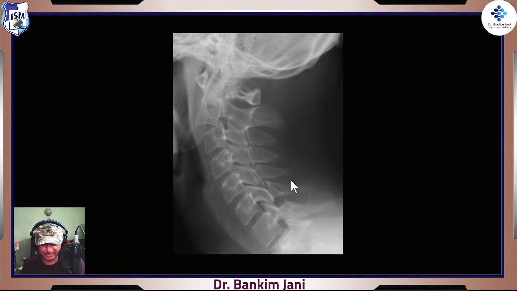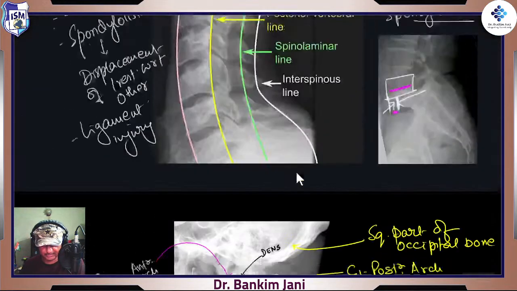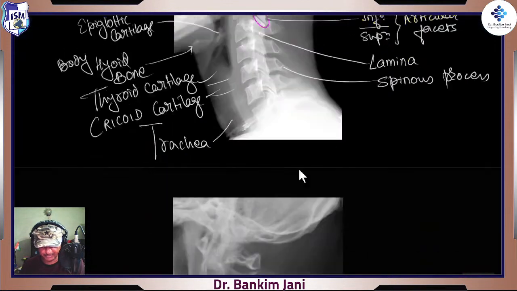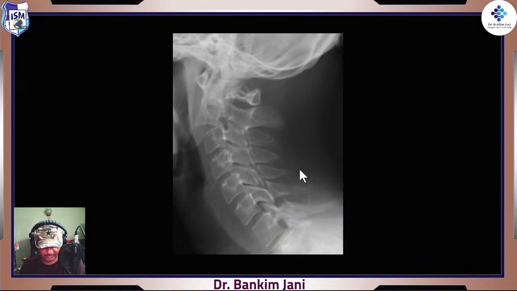What is wrong with this? If we implement the same knowledge, that anterior vertebral line we saw over here, the moment we try to implement it over here, the anterior vertebral line is so disrupted. That means something is wrong. And what is wrong? It is massively wrong. To understand this, we'll mark this.